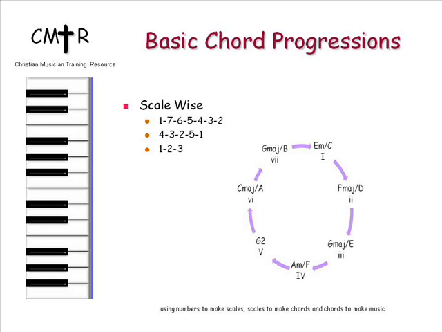This is a 1-7-6-5-4-3-2-1 chord progression in the key of C major. The 1 chord is the C major, the 7 chord is a B minor 7 flat 5, the 6 is an A minor 7, the 5 is a G2, the 4 is an F major 7, the 3 is an E minor 7, the 2 is a D minor 7, and then you're back at 1. And the voicings used in these chords are shown in the basic chord voicing table at the beginning of this presentation.